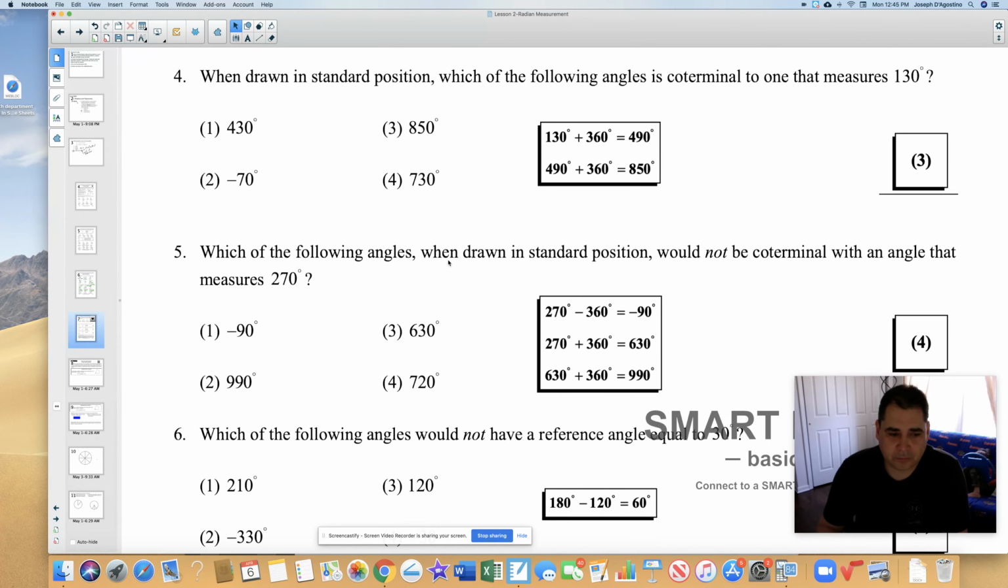Number 5, which of the following angles when drawn in standard position would not be coterminal with an angle that measures 270? So if I add 360, I get 630. If I subtract 360, I get negative 90. I took 630 and added 360 again, got 990. So negative 90, 630, 990 are all coterminal angles. So one that's not is 720. If you want, you could take the choices and add or subtract 360 and see if you get 270. That's another way of doing it.